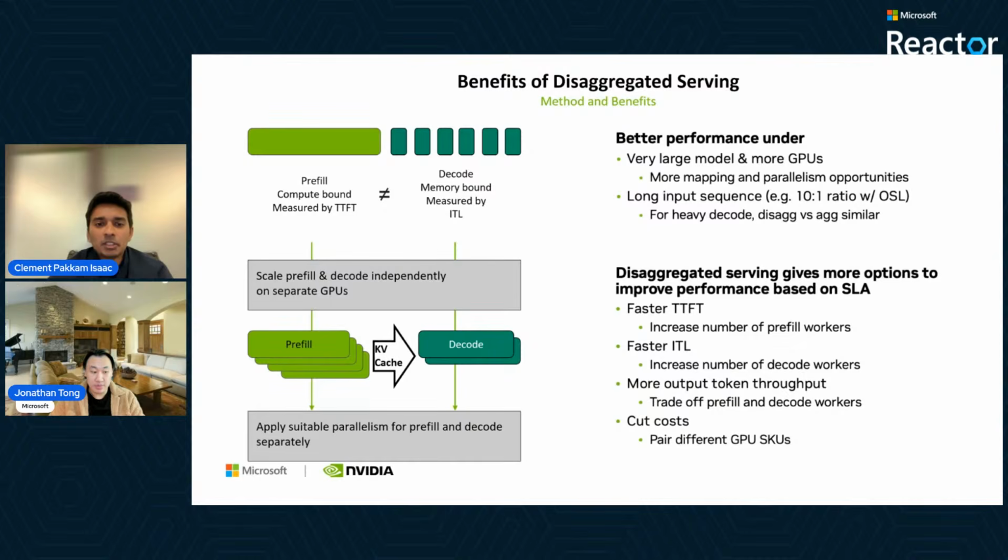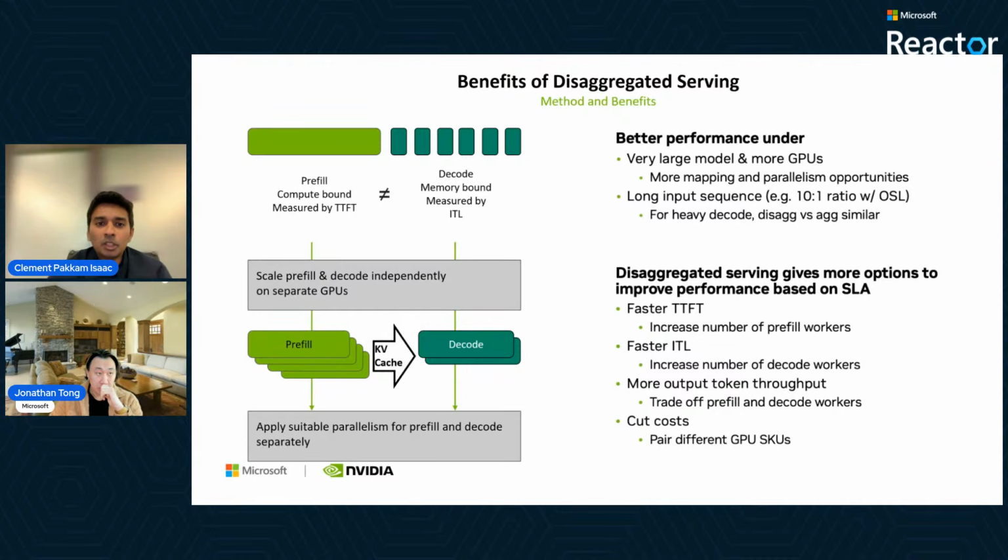The second benefit is around the parallelism strategy. When they are coupled on the same GPUs, you are making compromises for both, but disaggregation gives you the freedom to apply the right strategy for each of these phases independently. Another benefit comes from the SLA perspective: the time to first token and the inter-token latency. You could find the right balance between your prefill and decode to get the most optimized balance for your traffic pattern.